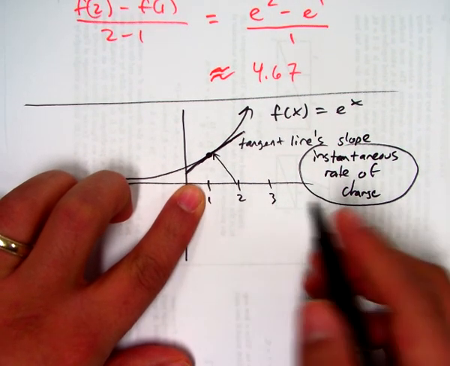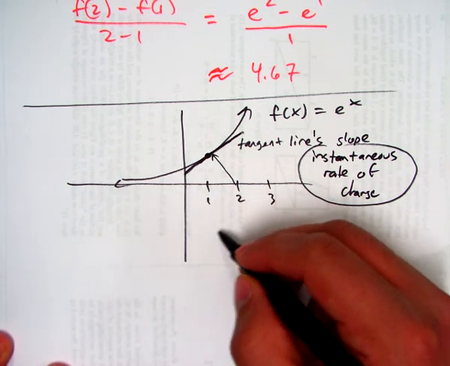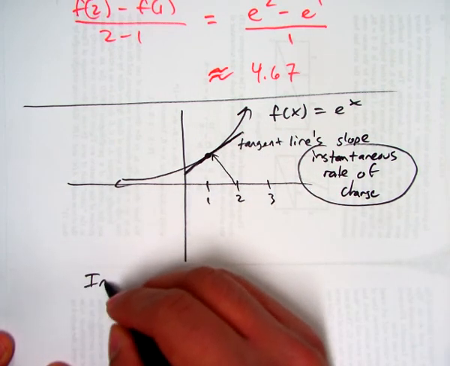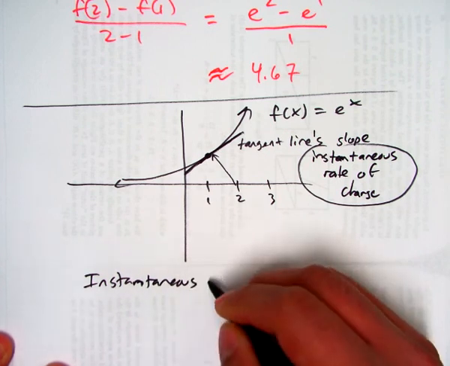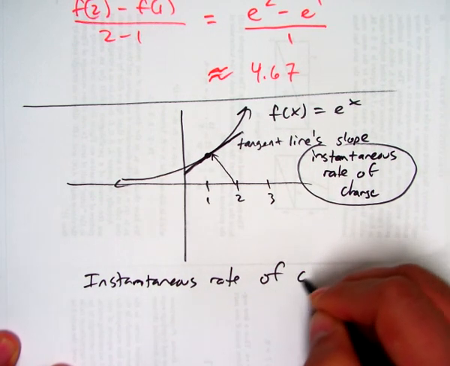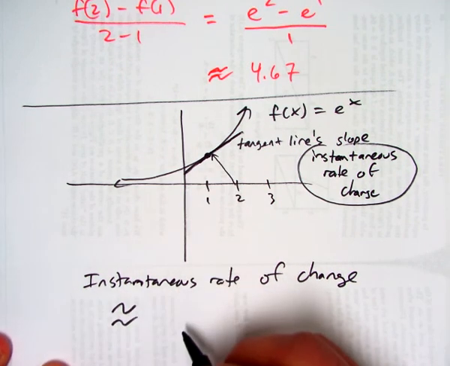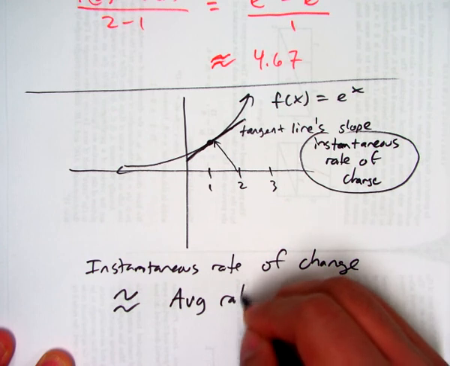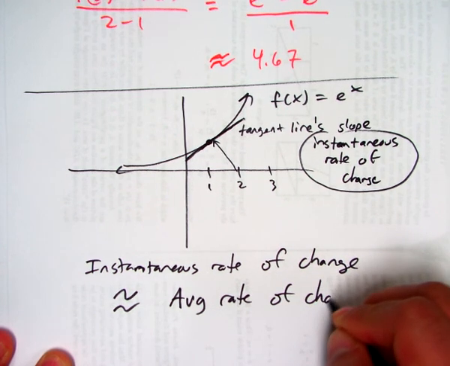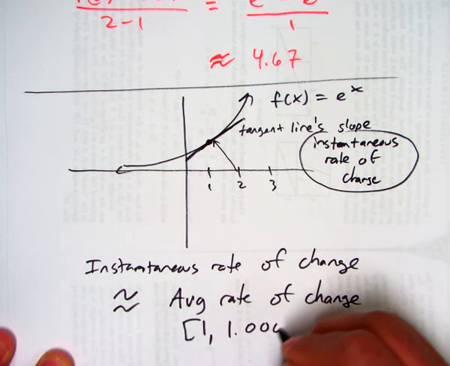I'm just going to do it right away and say, if I want to get really close here, I'm going to argue that the instantaneous rate of change will be very, very close. It will be approximately equal to the average rate of change from, let's say, 1 to 1.0000001.